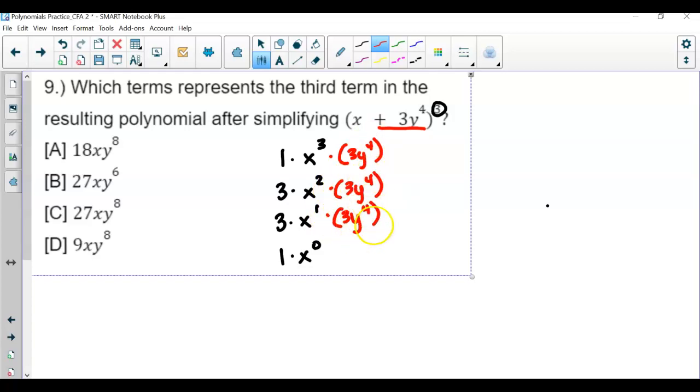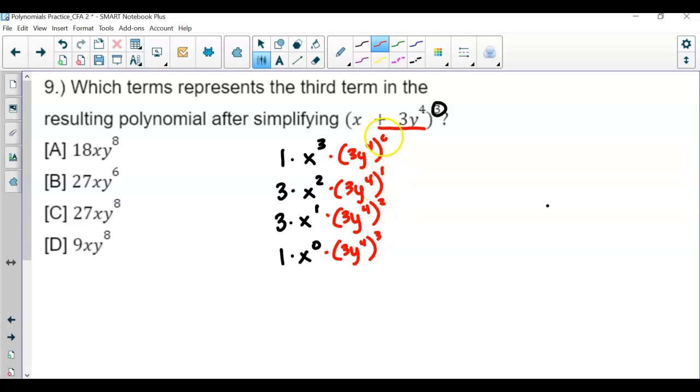And same thing with the exponent. Remember, we're going to go now bottom to the top. 3, 2, 1, 0. And here we're focusing on the third term. So here's our third term right here. Don't forget about that coefficient of 3. So 3 times, well, that's just x to the first power, which is just x. Now be careful, because that is 3 being raised to the second power. 3 to the second power is 9.